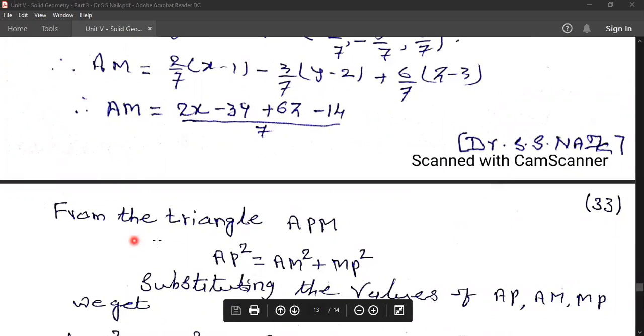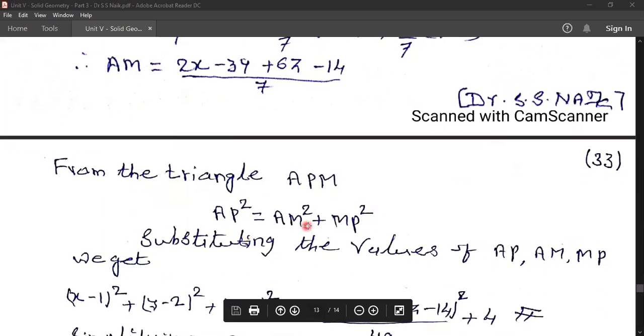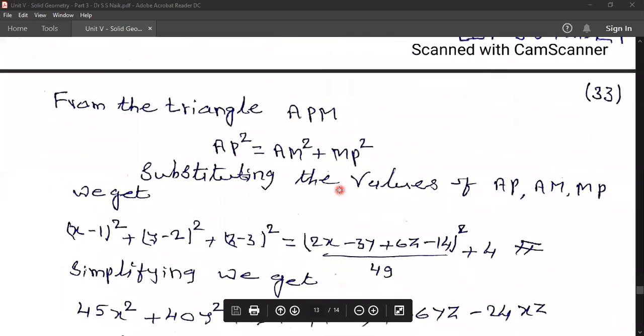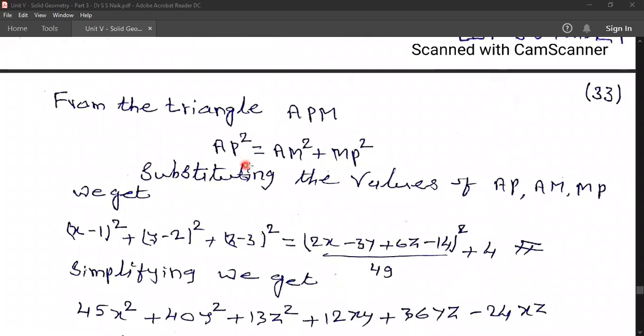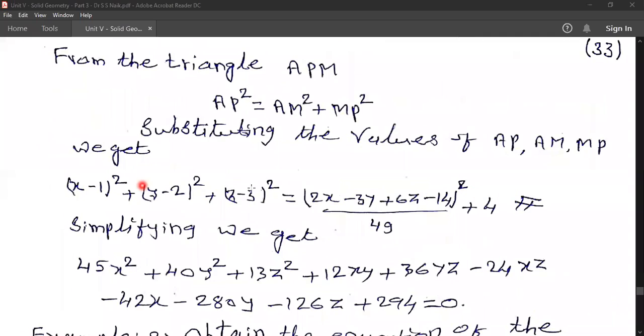Then go to that right angle triangle APM. AP square is equal to AM square plus MP square. Now substitute these values. AP square is equal to this value, and this is AM square, and MP square is the radius, that is equal to 4.